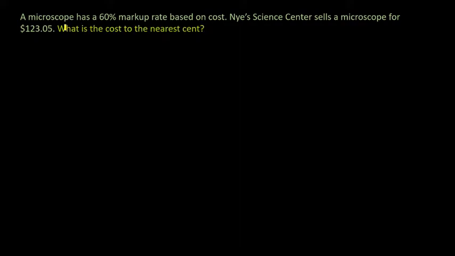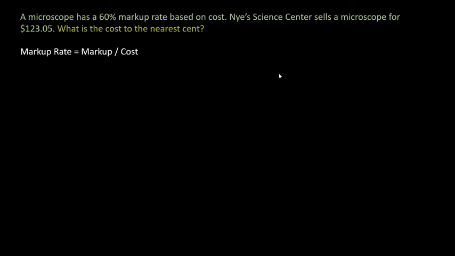So our goal is to find cost. We know that the markup rate is 60%. We know that the selling price for the microscope is $123.05. So our question is, what is the cost? How much did it cost Nye Science Center to get this microscope before they turned around and sold it to you for $123.05?